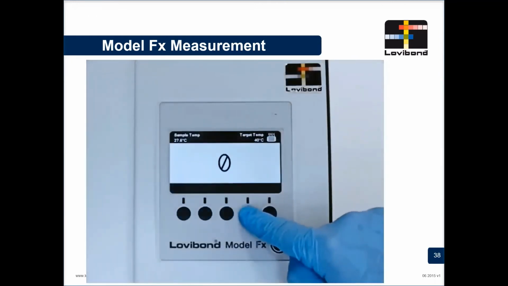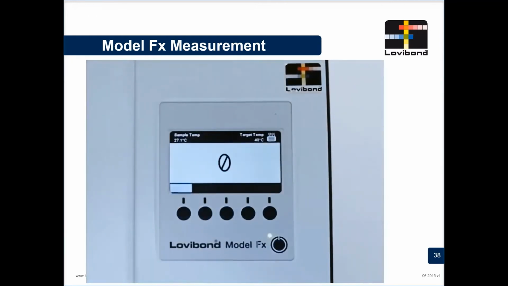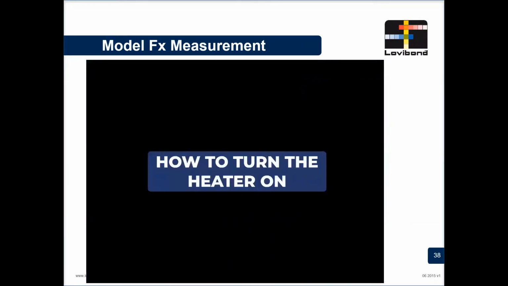Make sure the instrument is empty. Do the zero measurement. It may take a little bit of time. It does a measurement with the light on, a measurement with the light off. And now the instrument is ready to go.